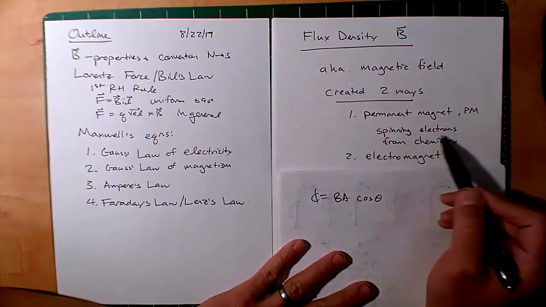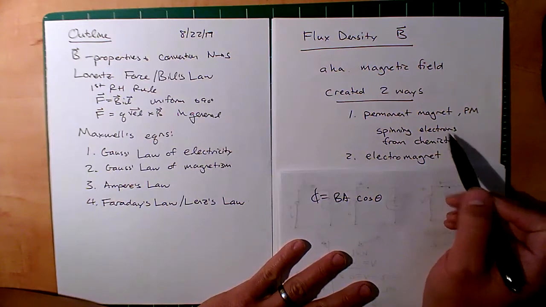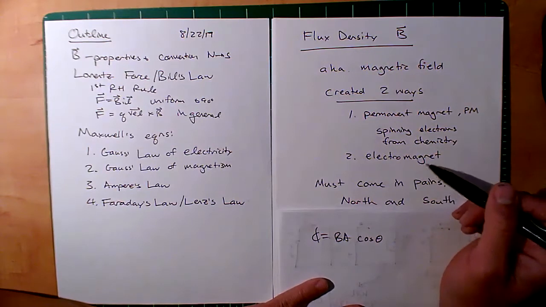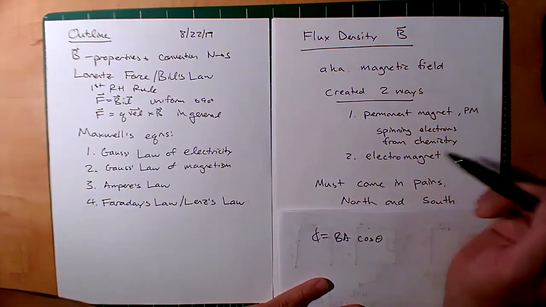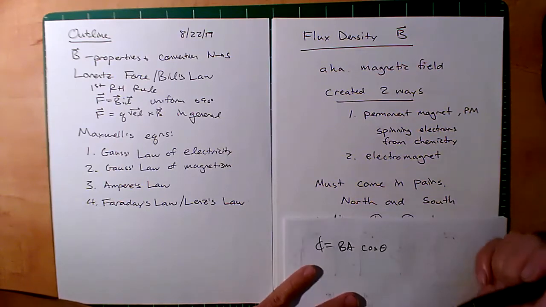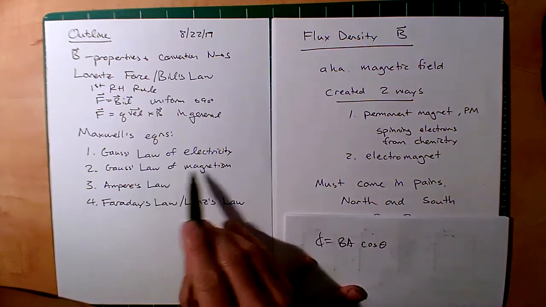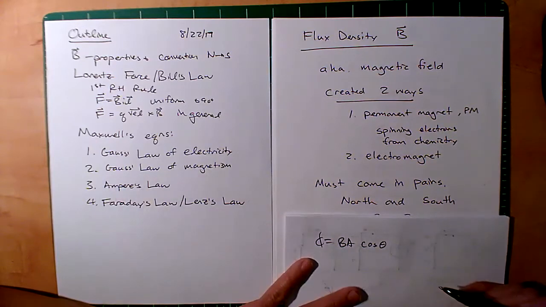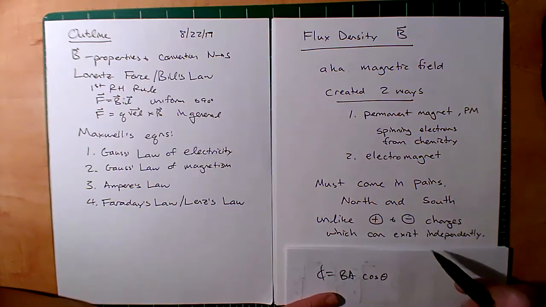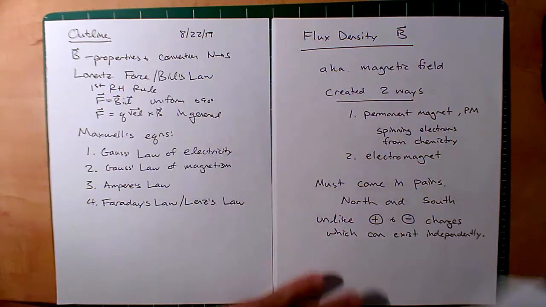And the way the permanent magnet works is a little bit of black magic, right? But the idea is the spin of electrons, not that they actually spin, but they behave like they spin from chemistry. And the property that magnetic poles have is that they have to come in pairs. You have to have a north and a south. You can't have a north by itself and a south by itself. And that ties right into Gauss's law number 2 here. This is unlike positive and negative charges, which can exist independently. And that's basically a summary of Gauss's law number 1.